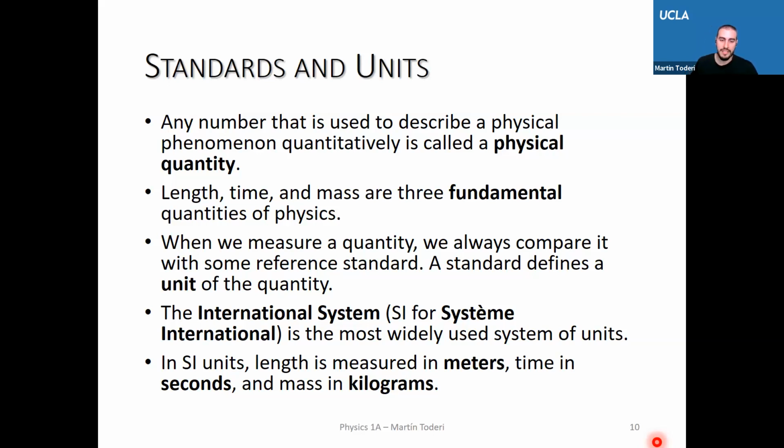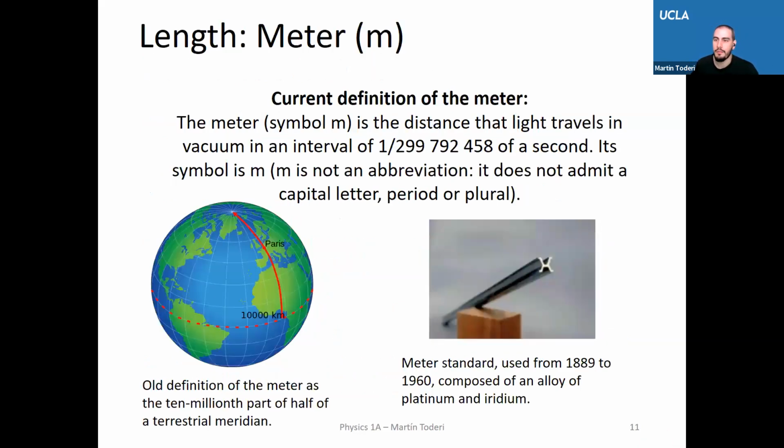So let's just take a quick look at those 3 quantities that I just mentioned. Let's start with the meter, which is pretty interesting to go over, of how these quantities are defined today. So the meter now is defined as the distance that light travels in vacuum in an interval of 1/299,792,458 parts of a second, right? And that's not an arbitrary number.